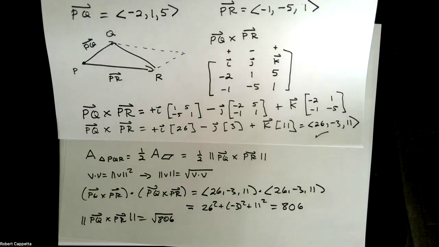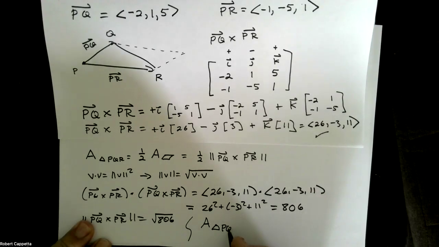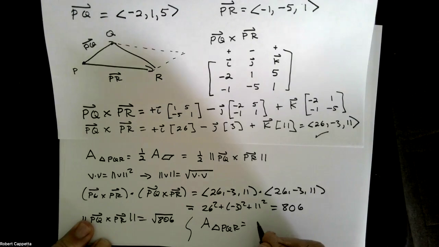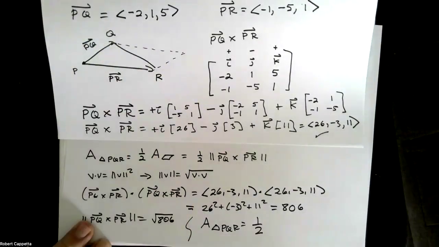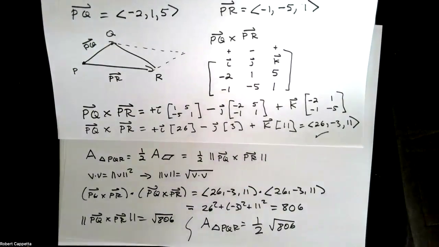But that, remember, is the area of the parallelogram. So if the area of the parallelogram is the square root of 806, what is the area of the triangle? Our goal was to get the area of triangle PQR. So finishing this, the area of triangle PQR would simply be 1/2, as we can see the triangle is 1/2 the area of the parallelogram, 1/2 of the square root of 806.